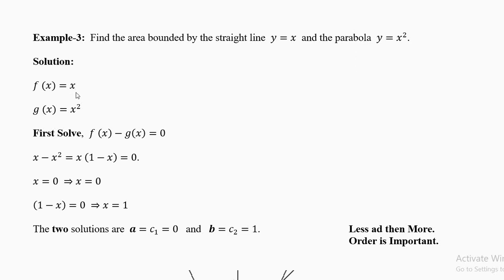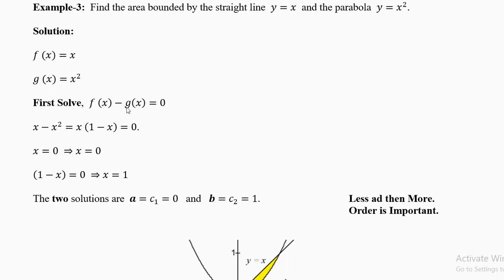So f of x equal to x, g of x equal to x square. Do not worry which is f, which is g. One is f, one is g. First solve f minus g equal to 0. X minus x square equal to 0. X into 1 minus x equal to 0. X equal to 0. And when 1 minus x is 0, you'll get x equal to 1. So your solutions are a equal to 0 and b equal to 1.